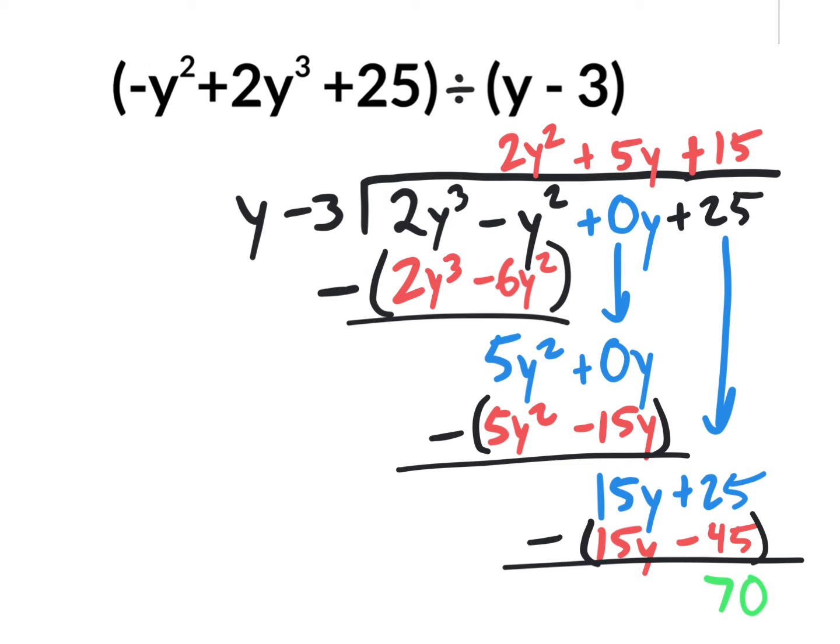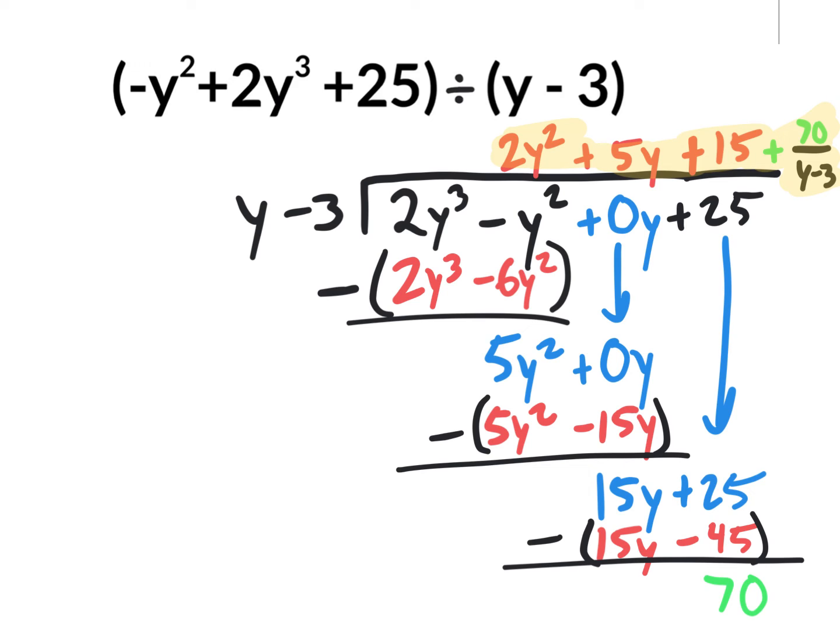So what do we do with remainders? You put them over the original divisors. Now because this is a positive 70, I'm going to put plus after that 15. Put a fraction bar. Put the 70 up on top and the y minus 3 on the bottom. And this right here is your answer. 2y squared plus 5y plus 15 plus 70 over y minus 3. That's your entire answer right there.